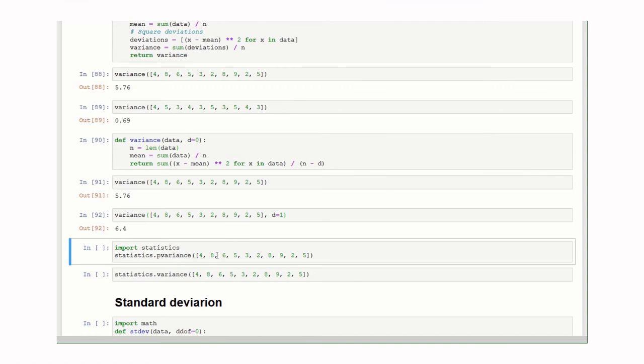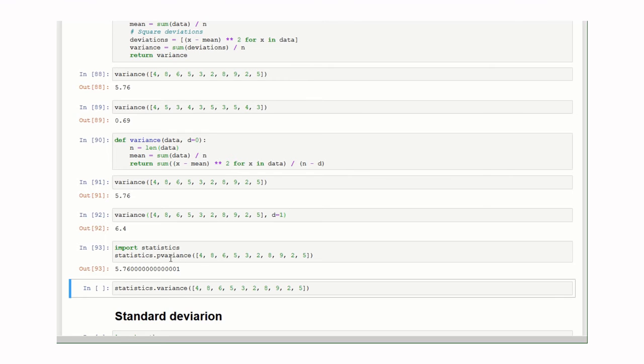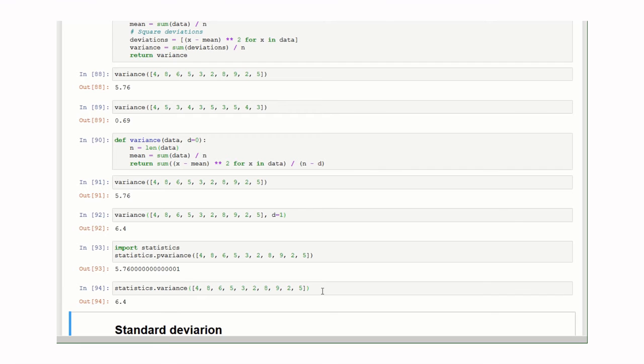Let's use the statistics library to calculate the variance for the population and sample. Here statistics.pvariance will be used to calculate the variance for the population. So we'll get around 5.7600. And here statistics.variance will be used to calculate the variance for the sample. So we'll get around 6.4. This is how we calculate variance using Python.